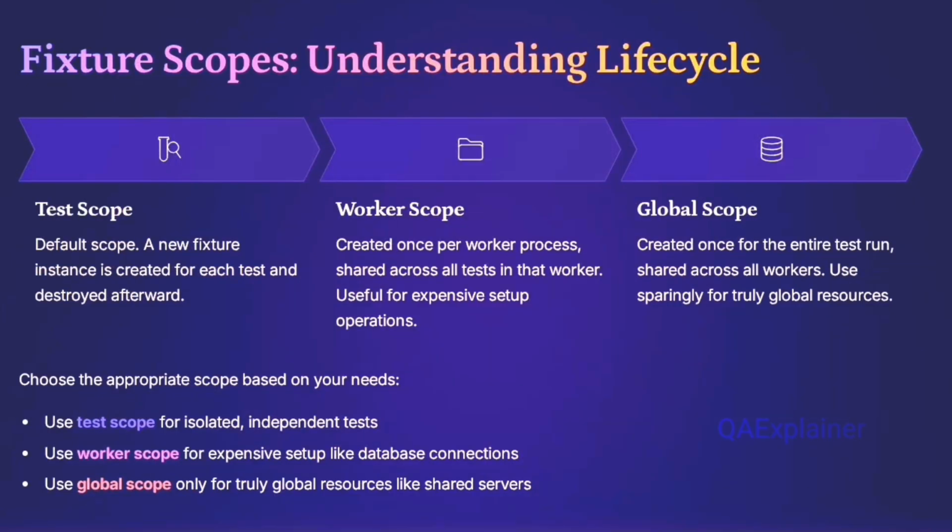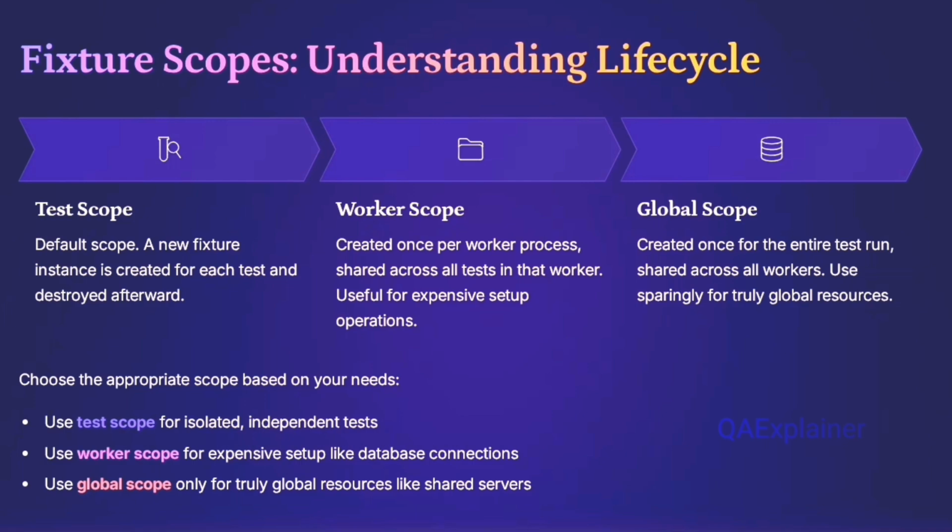Now let me tell you the fixture scope. First thing is test scope. We need to define a scope. A new fixture will be created for each and every test, and then it will be destroyed, so we don't need to rewrite every single thing from our end. Another is worker scope. For every worker process, a fixture will be created.